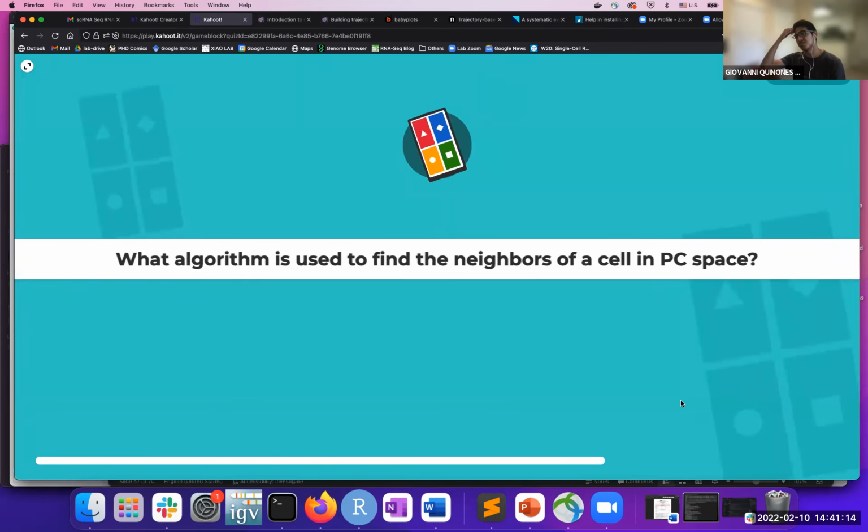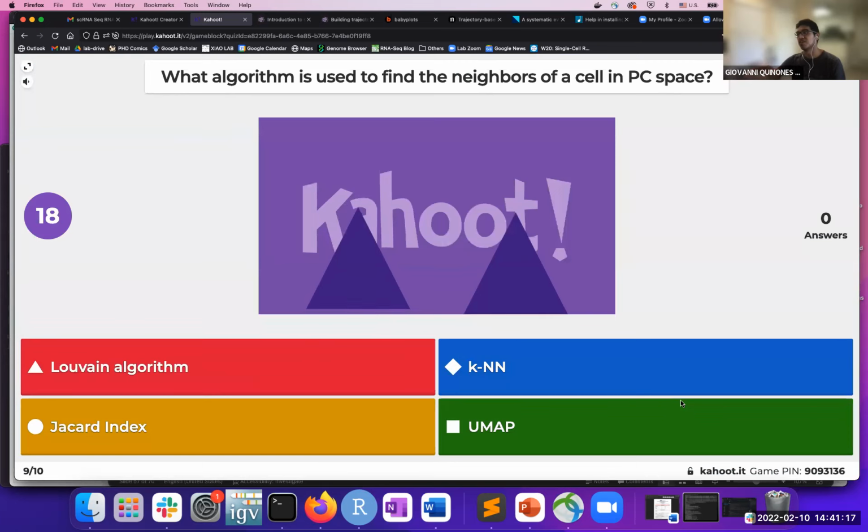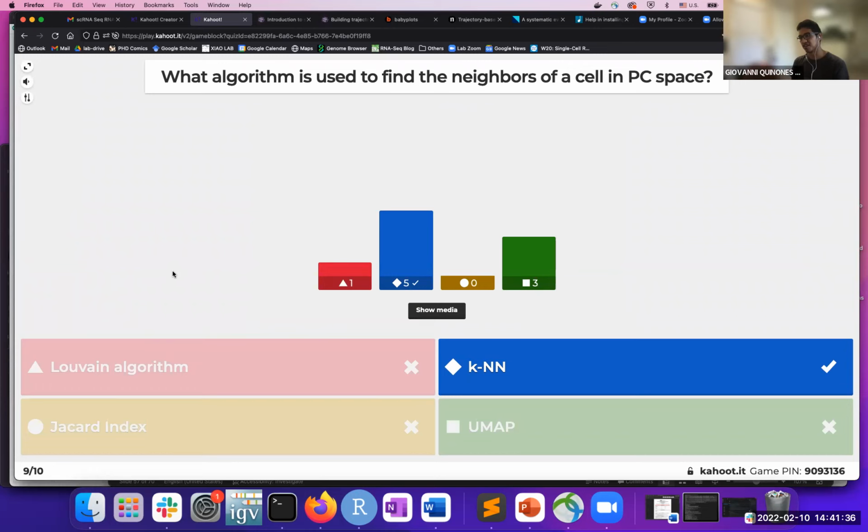What algorithm is used to find the neighbors of a cell in the PC space? Yeah, so this was also mentioned. We mentioned, I believe, all these algorithms yesterday, but only one of these deals with finding the neighbors for every cell. Yeah, people got it right. The KNN. Actually, the NN stands for nearest neighbors, so that's a little cheat. And K is the user-defined value, like how many neighbors do you want to find.